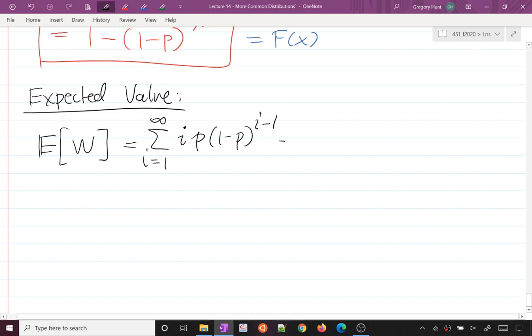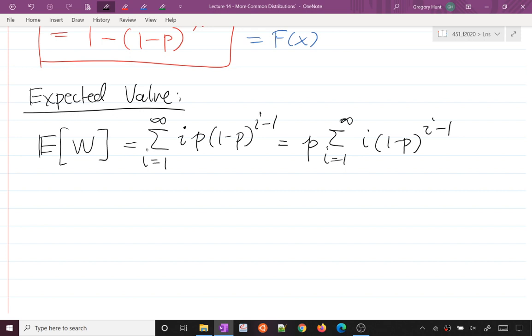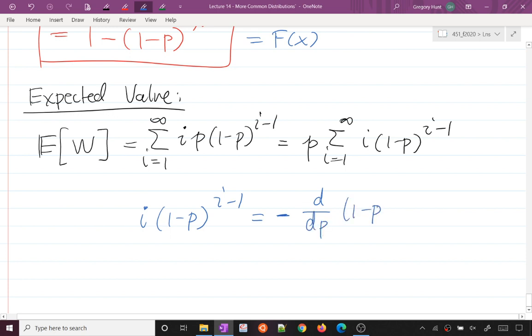And let's factor out that p, because we can, it doesn't depend on i. So p times the sum, i goes 1 to infinity, of i times (1 minus p) to the i minus 1. Okay, so here's the trick. What we're going to do is recognize that i times (1 minus p) to the i minus 1 is the negative of d/dp of (1 minus p) to the i.